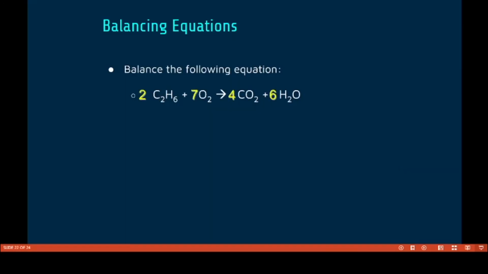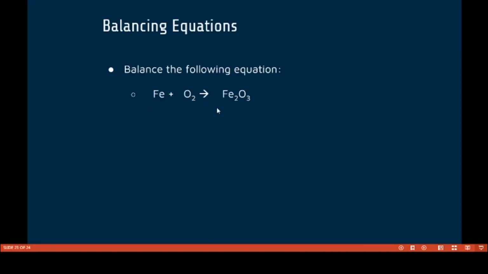See, balance the following equation: C2H6 plus O2 gives CO2 plus H2O. Here 2 2s are 4 carbon, here also 4 carbon. 7 2s are 14 oxygen on one side, here 6 oxygen and 4 2s are 8 oxygen, so 8 plus 6 is 14. So the equation will be balanced.